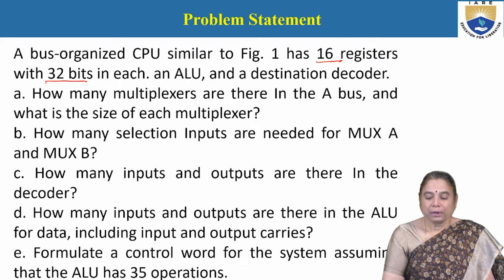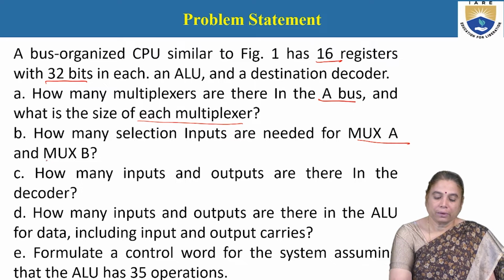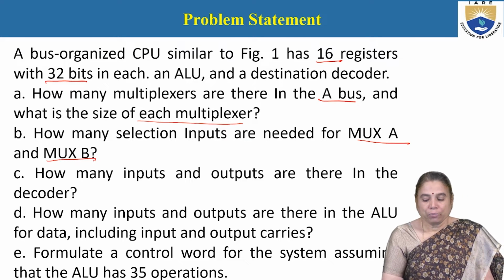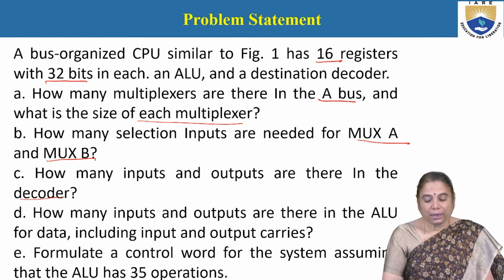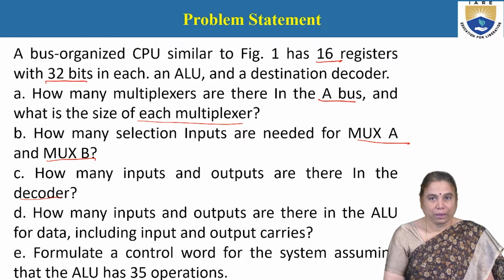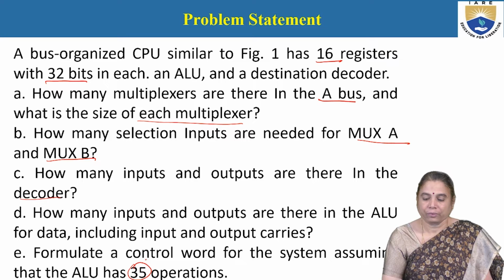Now how many multiplexers are there in the A bus and what is the size of each multiplexer? The second question is, how many selection inputs are required for MUX A and MUX B? How many inputs and outputs are there in the decoder? How many inputs and outputs are there in the ALU for data, including input and output carries? Formulate a control word for the system, assuming that the ALU has 35 operations.